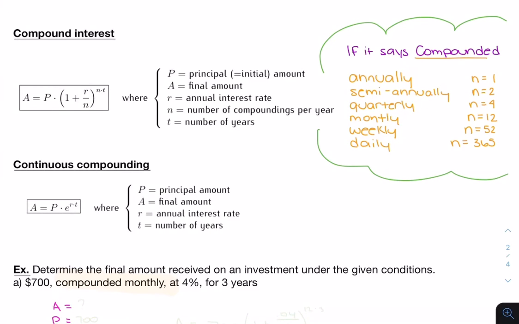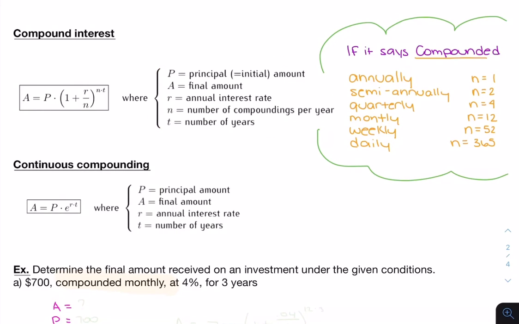Quarterly means 4, so they're inputting money into your account 4 times. Monthly, there are 12 months in a year, so they're putting money into your account 12 times, so N is 12. Weekly, there are 52 weeks in a year, so N is 52 for weekly. If it's compounded daily, then that means that they're putting money into your account every day, which we all wish that happened. So N would be 365. And all the rest of the components are the same ones as we've been talking about.